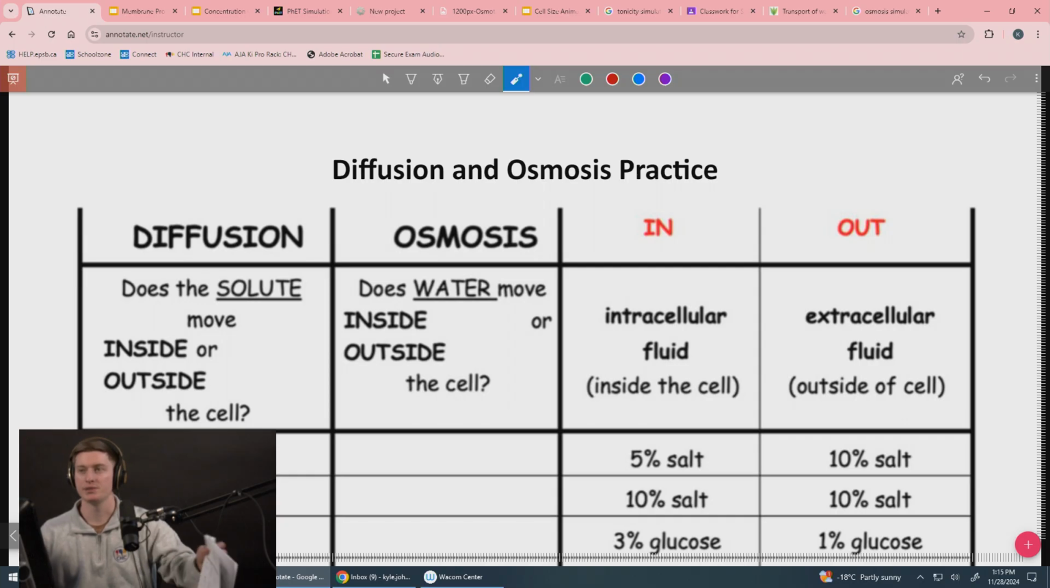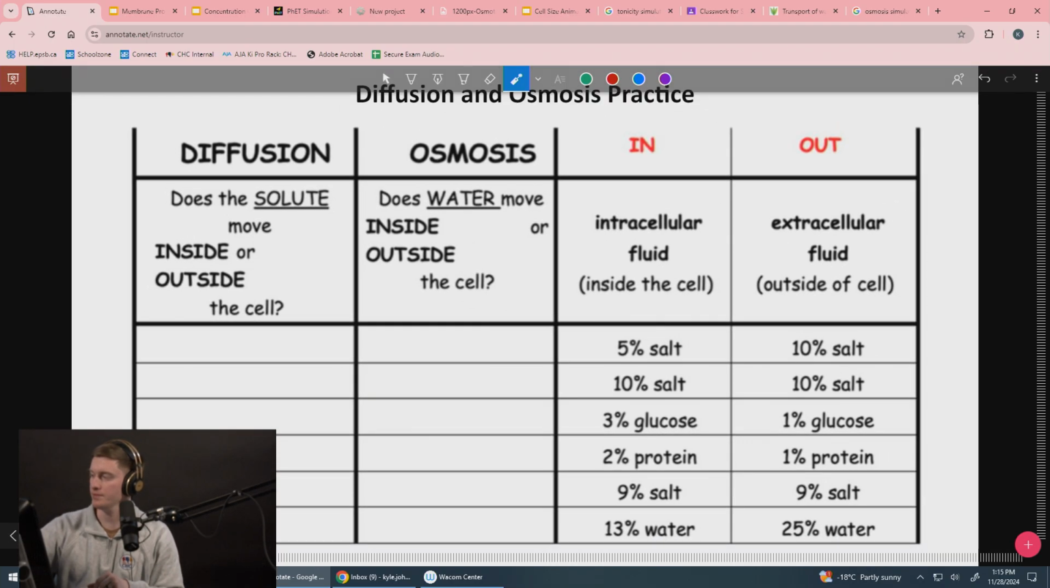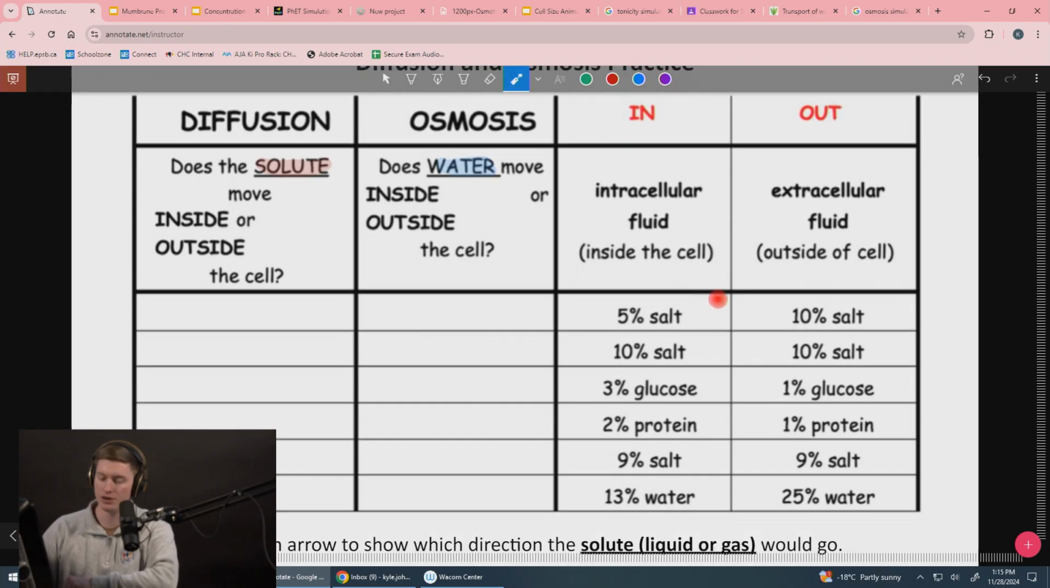Let's do some practice with some diffusion and some osmosis. Diffusion, again, is the movement of solute. Osmosis will be the movement of water. You've got to take a look at our concentrations. This is our intracellular fluid. We're going to more commonly use the word cytoplasm instead of intracellular fluid. Our cytoplasm and our extracellular fluid on this side.